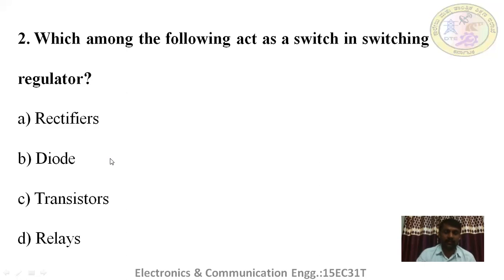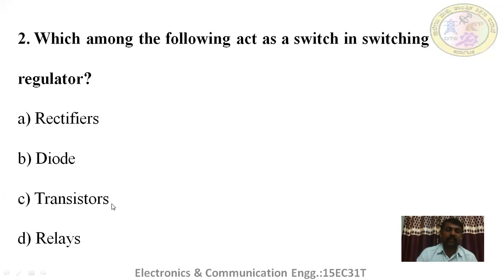Is it diode? Diode is a switch, but it is an uncontrolled switch because this diode has only two terminals, one is anode and the other is cathode. Therefore it is not a control switch. This is not used in switching regulators. Then the relays. Relay is also a switch, but it is an electromagnetic switch. So the answer is transistors.